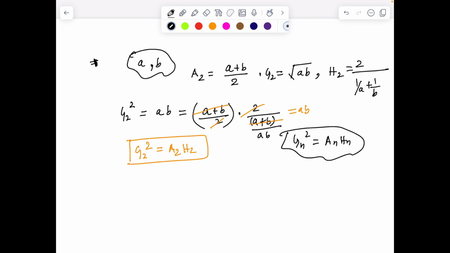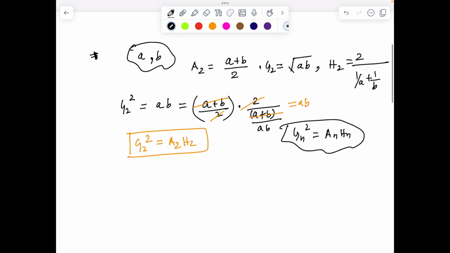How will you define these for n terms? So An will be (a1 plus a2 till an) by n, and Gn will be (a1 a2 ... an) to the power 1 by n. Similarly, Hn I can define as n by sigma 1 by ai. These three means also satisfy an interesting property called the AM, GM and HM inequality. So A2 is greater than or equal to G2, which is greater than or equal to H2.